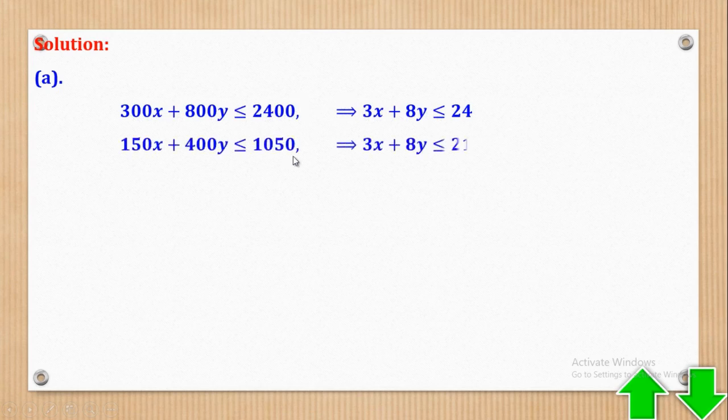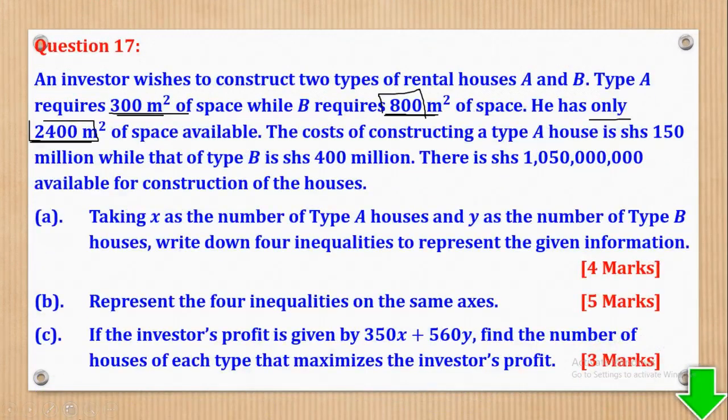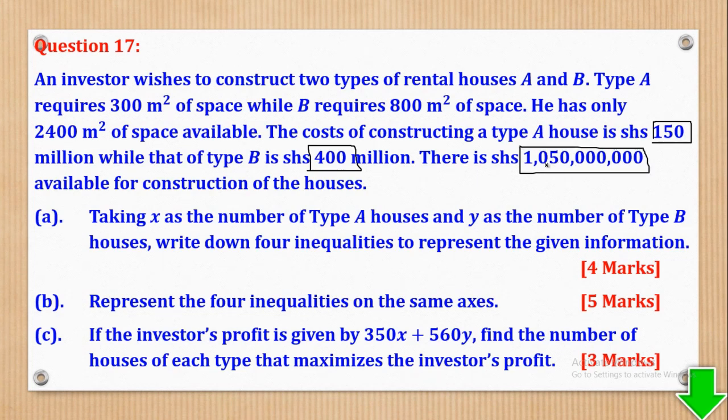Now let's go to the next inequality. The next inequality is 150x plus 400y is less than or equal to 1050. So how did that come about? That one was got from the cost of building the houses, because we are told that type A requires 150, so that's where 150x comes from. Type B requires 400, that's where 400y comes from, and there is only 1.05 million. So remember, this is a million, this is a million and this is a million, therefore the remainder will have 150, 400 and 1050.